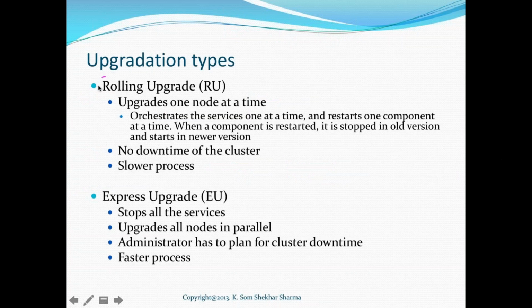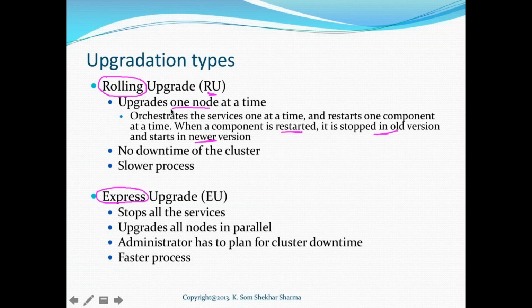Now there are two kinds of upgradations: the rolling upgrade and the express upgrade. The name itself says it's rolling. In the rolling upgrade, there is no downtime of the cluster. What does it do? It upgrades one node at a time. So if you have 1,000 nodes, it will take one node, and then it orchestrates the services one at a time. That means it will restart one component at a time. When a component is restarted, it is stopped in the old version, and when it is restarted, it is started in the newer version.